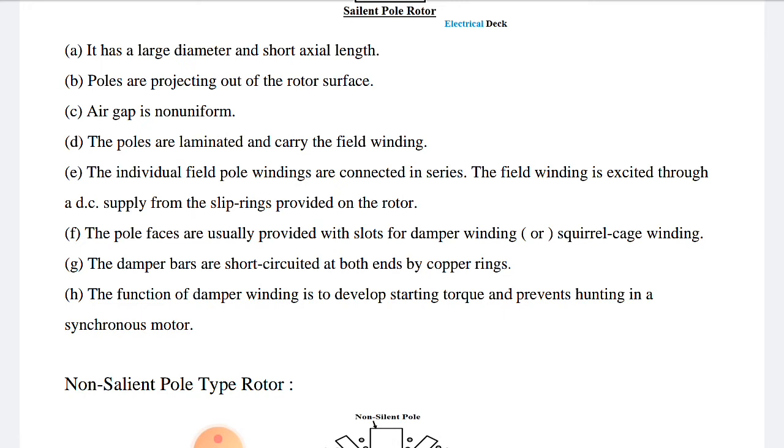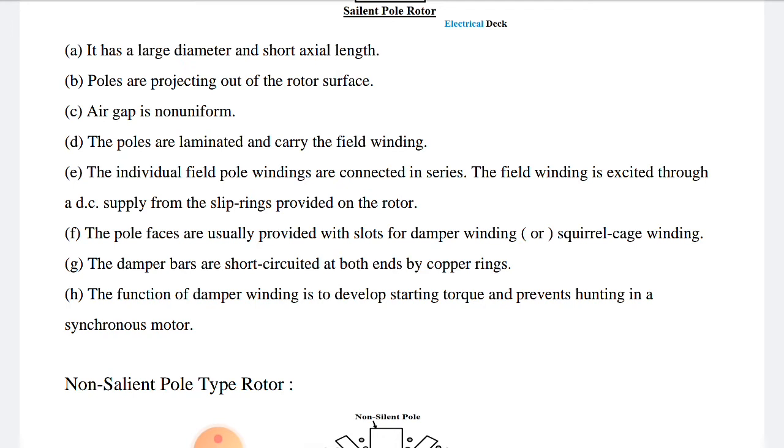The pole faces are usually provided with slots for damper winding or squirrel cage winding. The damper bars are short circuited at both ends by copper rings. The function of damper winding is to develop starting torque and prevent hunting in a synchronous motor.